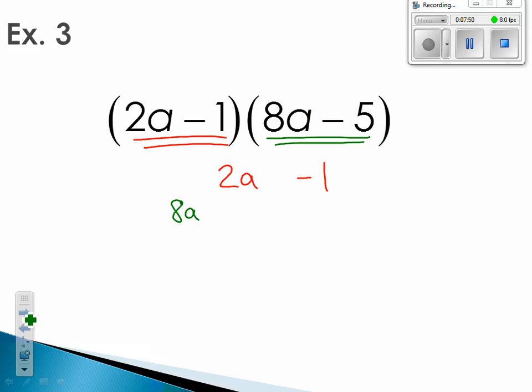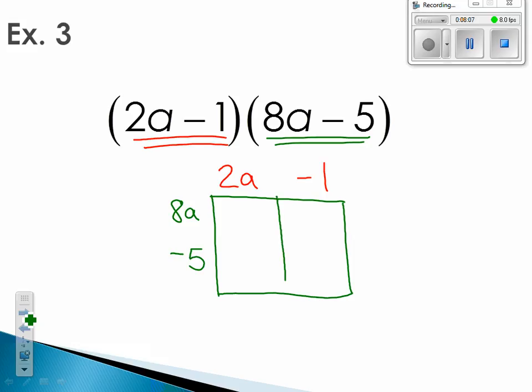8a minus 5. The reason we call this the box method is because after I write my terms horizontally and vertically, I'm just going to make a box. And now I'm going to draw a line down that splits these two terms, and a line that splits these two terms.